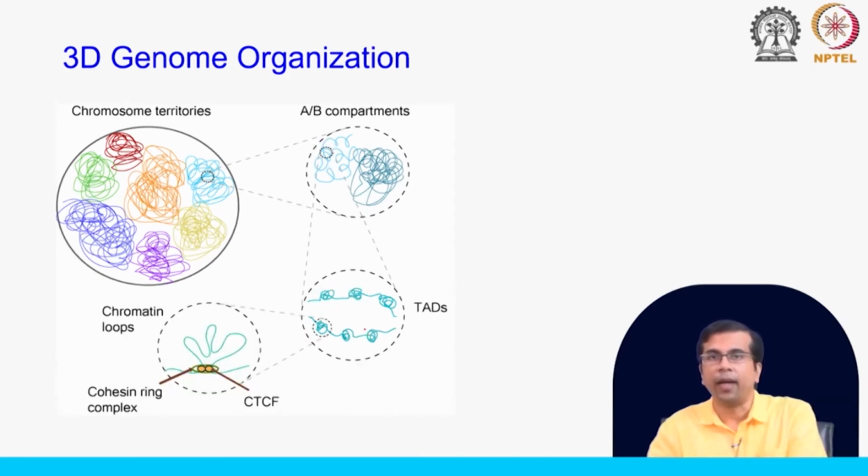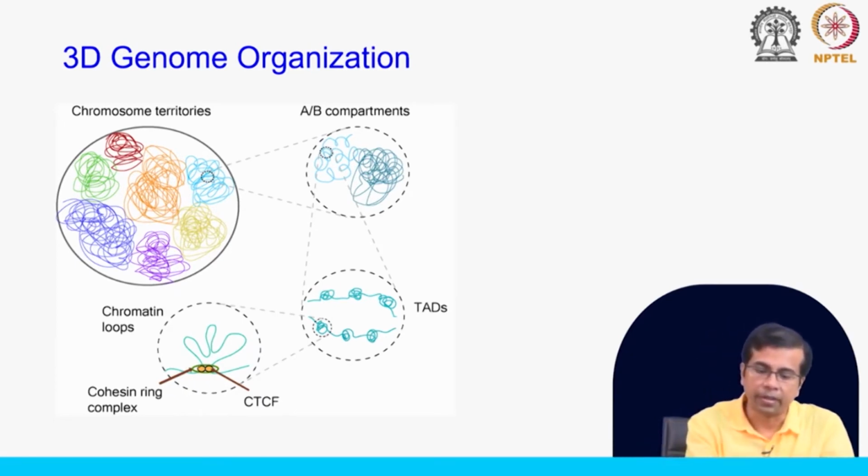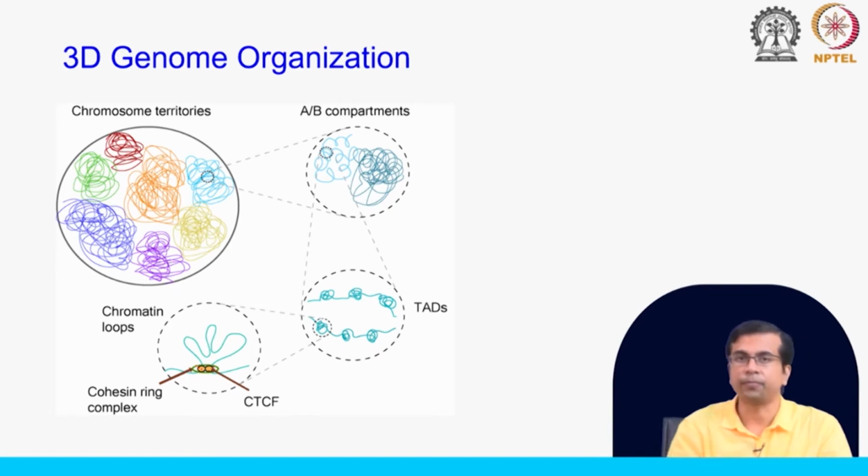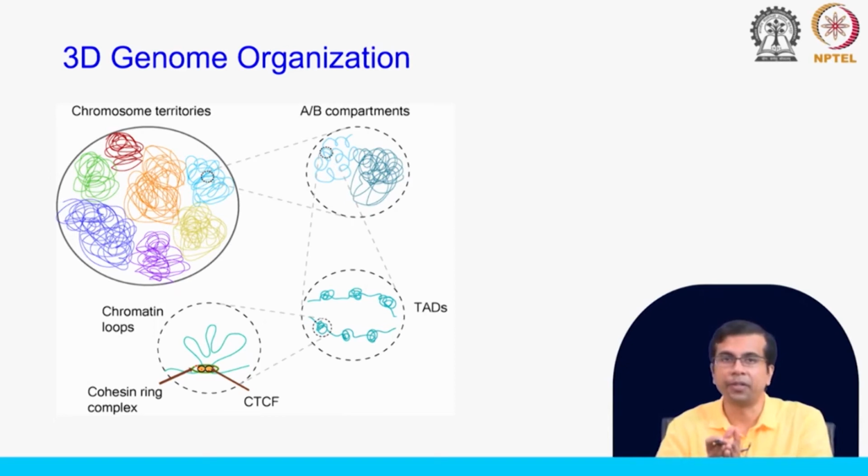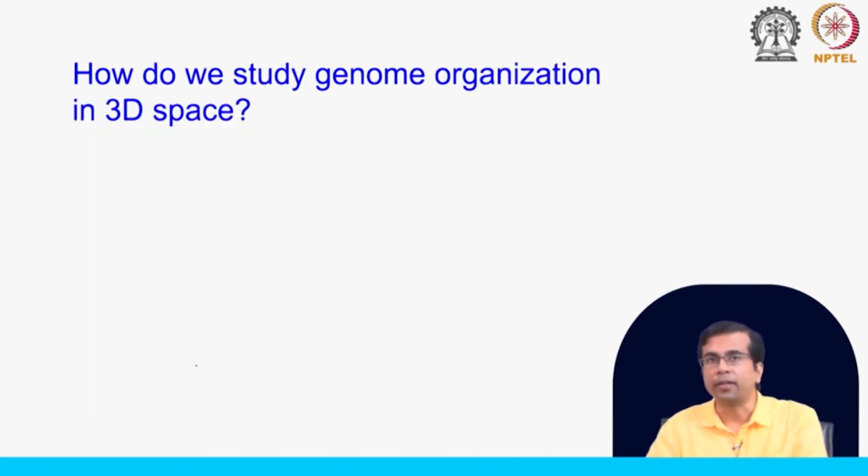And if you zoom in further, you will see these chromatin loops and these TAD boundaries, where you have CTCF proteins. You can see these egg-shaped proteins, this is CTCF, and then you have a ring-like structure which is formed by cohesin. This keeps the TAD in place, or maintains the structure of the TAD. Of course, there are a lot of studies going on, but this is the working model right now.